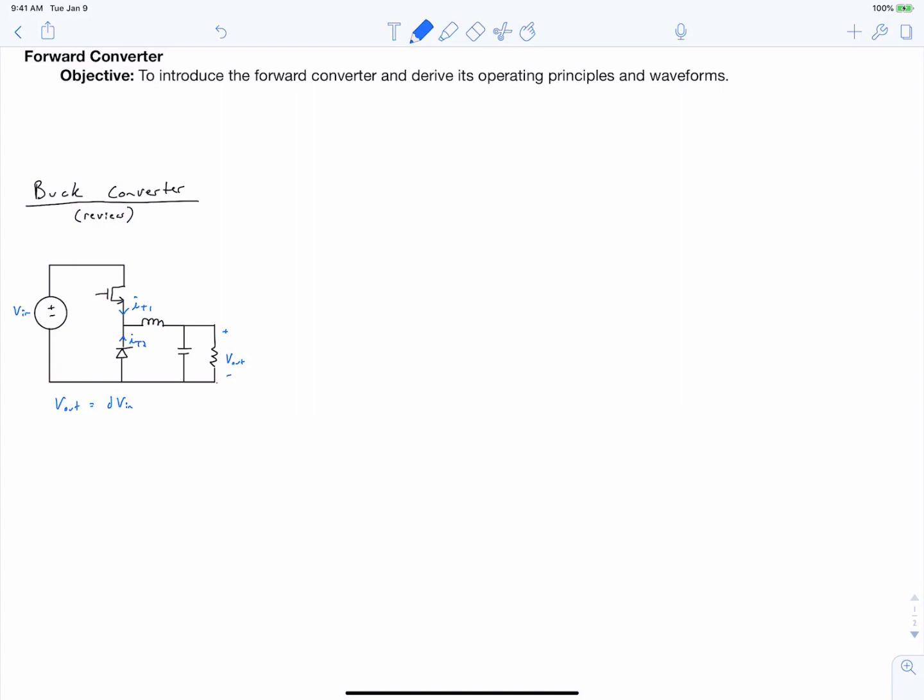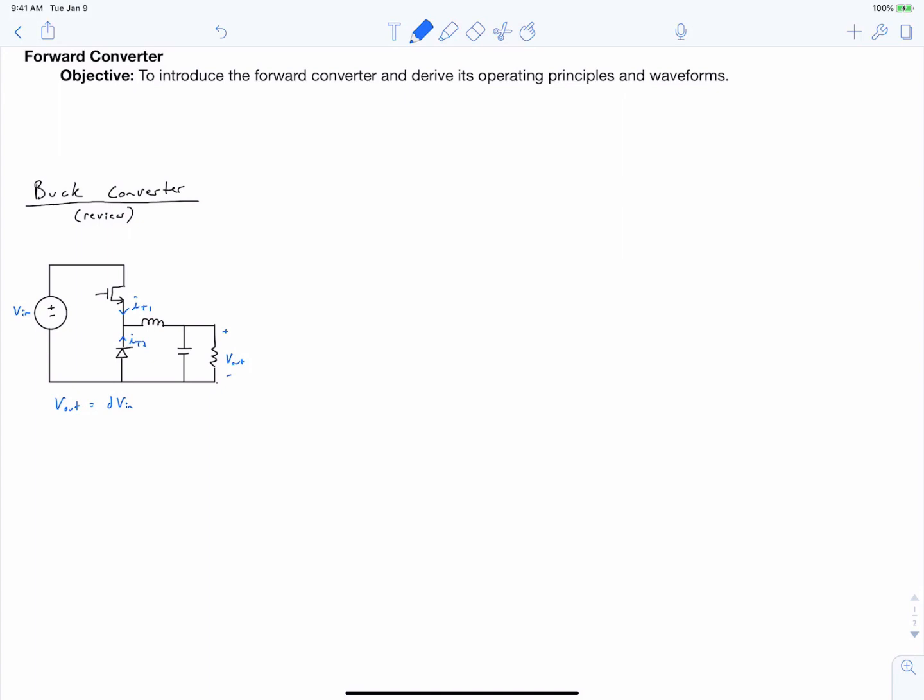The objective of this video is to introduce the forward converter and derive its operating principles and waveforms. So we previously discussed the flyback converter, which we said was an isolated version of a buck-boost converter. The forward converter can be viewed as an isolated version of a buck converter. That is, we're taking a standard buck converter and modifying it to use a transformer in the single pole double throw switch component.